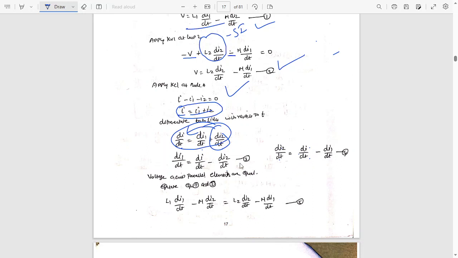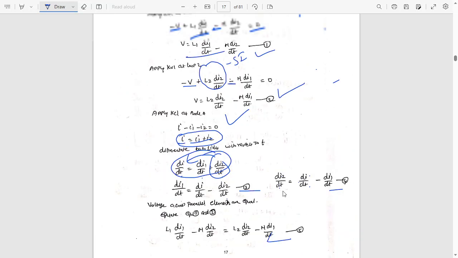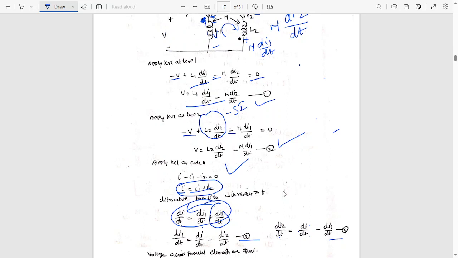Now I need to substitute equation 3 or equation 4 in equation 5. First of all, how do we get equation 5? We have written equations 1 and 2, right? Just check the left-hand side of equations 1 and 2: it is V, the same for both equations. So I can equate equation 1 and equation 2. So what will I get?